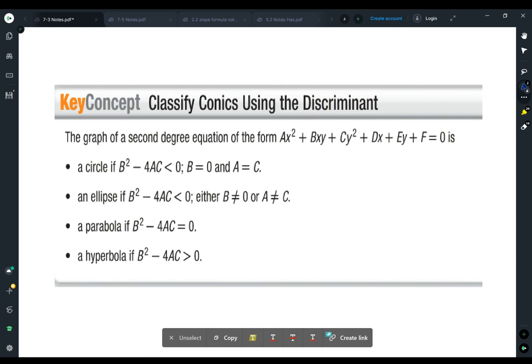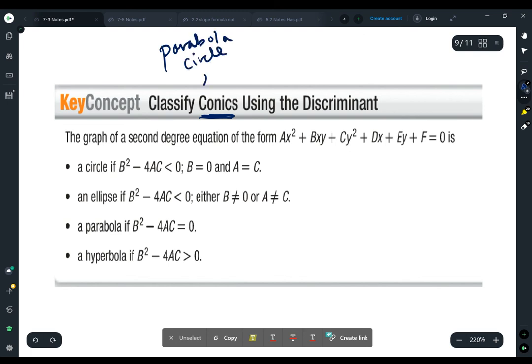So last, we're looking at just classifying. The reason we have to classify is that we always like to classify conics. We like to look at something and figure out what we're graphing, what kind of shape this is. By classifying conics, we mean a parabola, a circle, an ellipse, or a hyperbola.